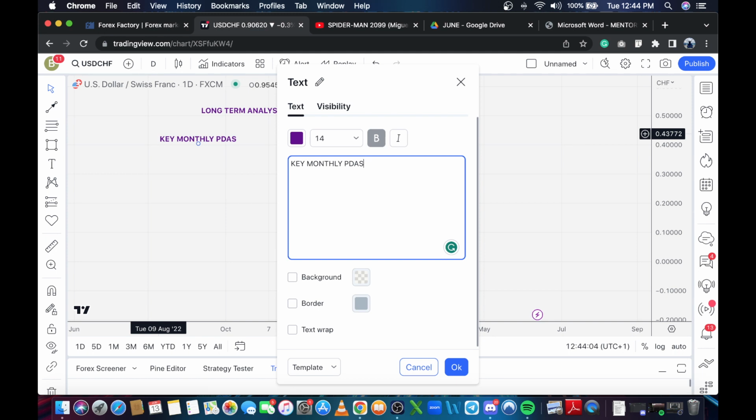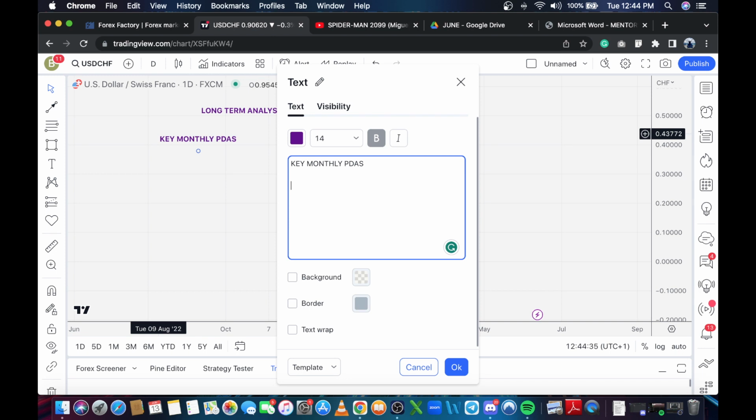And once you've identified your key monthly PDA level, what you're trying to do next is define your buy program or sell program. What program can we identify on the long-term time frame? Okay, so we're first looking at the key monthly PDA levels, and from there, again, this is long-term analysis, which is all monthly time frame, we're now concerned with understanding the program.